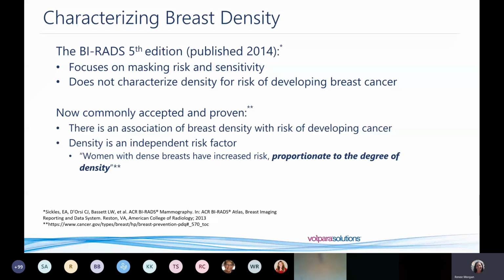The BI-RADS 5th edition, as I said earlier, focuses mainly on masking risk and sensitivity, and does not characterize density for the risk of developing breast cancer. But what is commonly accepted and proven is that there is an association of breast density with the risk for developing breast cancer, and that density is an independent risk factor. And this is a quote from the NIH. Women with dense breasts have an increased risk proportionate to the degree of density.